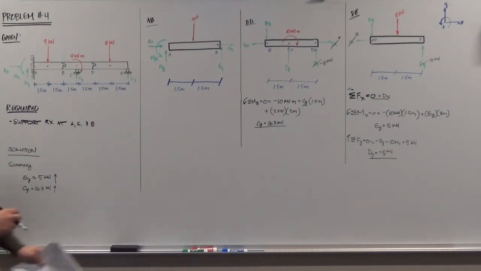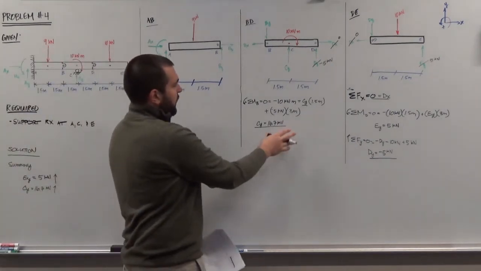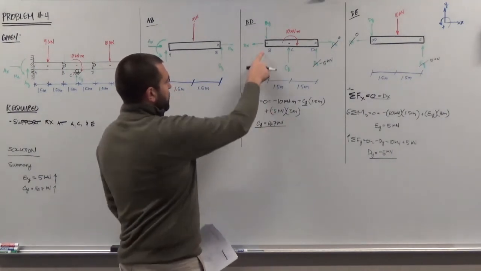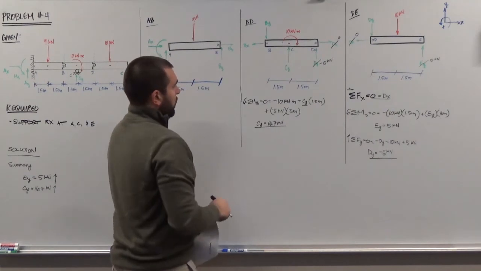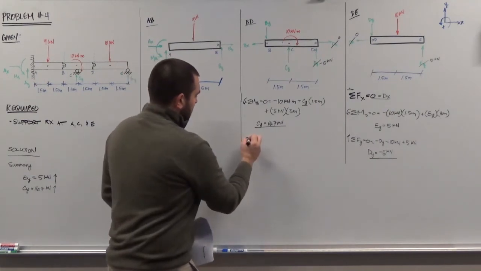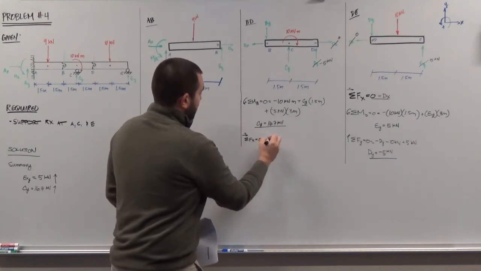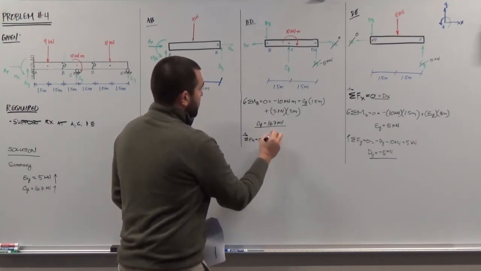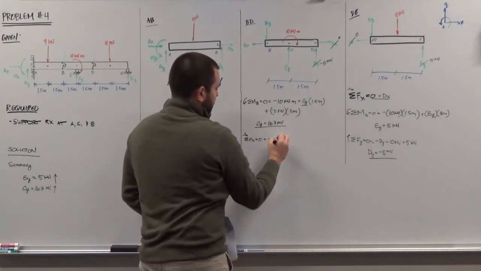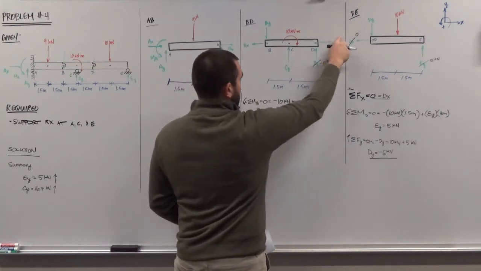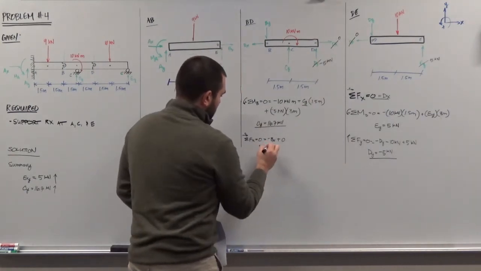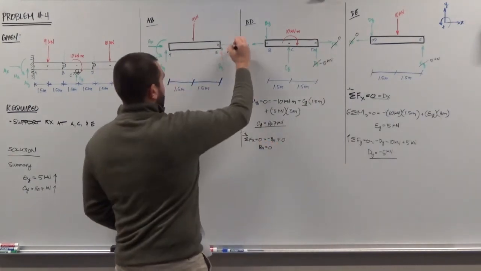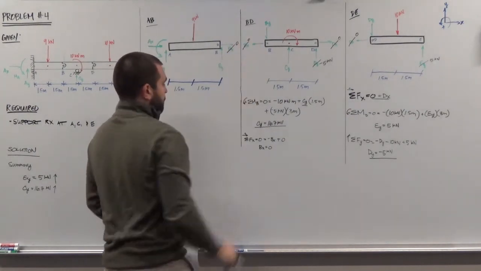Okay, so we've got Cy, but we're not done with this free body diagram yet because we still care about By and Bx. And so Bx is easy. I just sum the forces in the x equal to 0. I get negative Bx plus 0, plus Dx, which is just equal to 0. So Bx equals 0, and so Bx over here is going to be equal to 0.